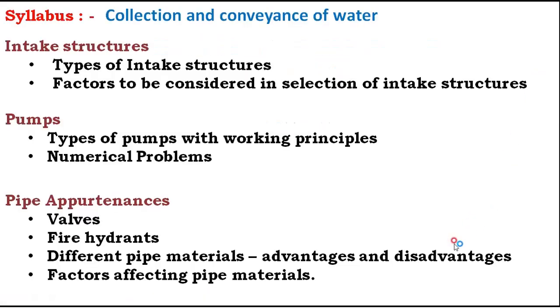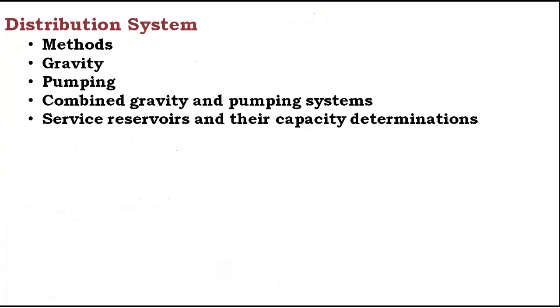Next, we will go to pipe appurtenances, pipe accessories, valves, fire hydrants, different pipe materials, and factors affecting pipe material selection of pipe materials. This we will study now. Distribution system. This is what distribution.